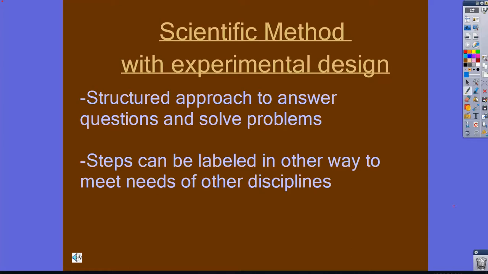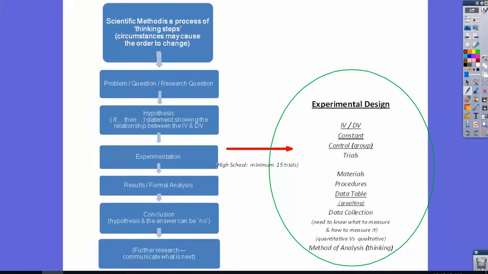We call those questions problems. So in science, the question that we have, we call it a problem, and the scientific method is an approach that we can take to solving those questions. And we have very specific labels that we give to each step of this process. So this is what the scientific method would look like.